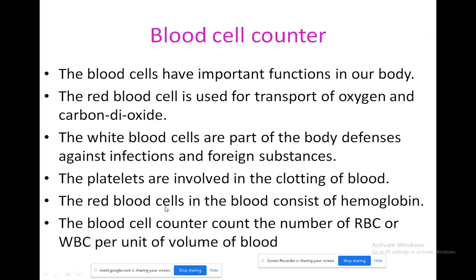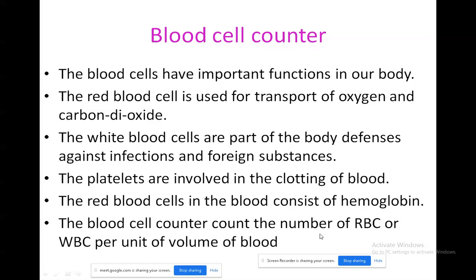Then red blood cells in the blood consist of hemoglobin. Because of the hemoglobin only you are acquiring oxygen in the blood. That's why you are always checking the Hb level in the blood. Because of that only your organs, human organs and parts, are running properly. Okay, because of hemoglobin presence in the red blood cell.